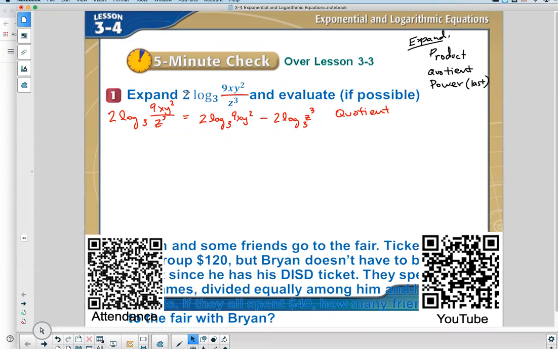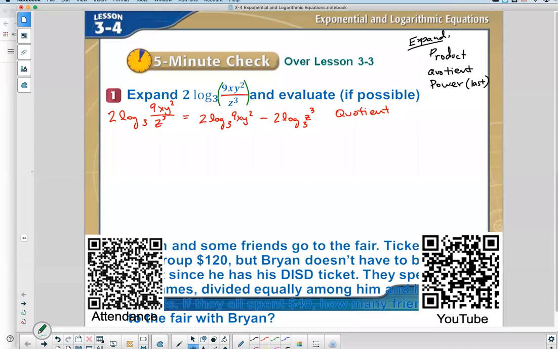Let's check this coefficient of 2. Did both logarithms get that same coefficient? Yes, they both get the 2, and they have a base of 3. Do both have a base of 3? So that portion doesn't change. All I'm changing is the inside of the logarithm. This part right here would be the inside number portion of the logarithm. Okay, so that's the quotient property.